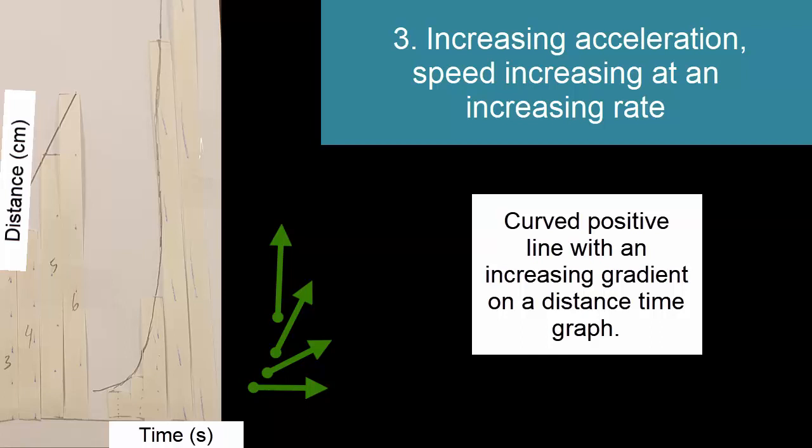You'd have to do some calculations or plot that on a velocity time graph to see whether the acceleration is actually constant or increasing. So increasing constantly or increasing out of control, but nonetheless the speed is always increasing at an increasing rate.